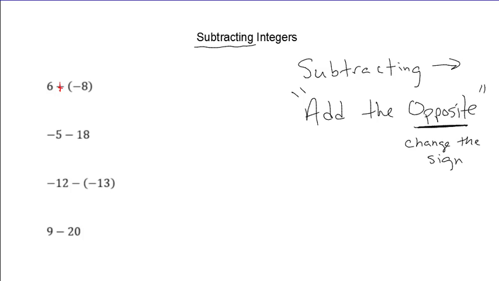And then I make this the opposite. So it's going to be a plus 8. The next problem, negative 5 minus 18, I'm going to make an addition. And then I'm going to make 18 negative 18. The next one, I have negative 12 minus negative 13. So I'm going to make the subtraction an addition, and then I'm going to make the negative 13 into a positive 13. And last but not least, I have 9 minus 20. I make the subtraction into addition, and then I make the 20 into a negative 20.